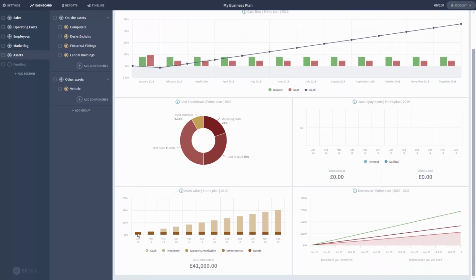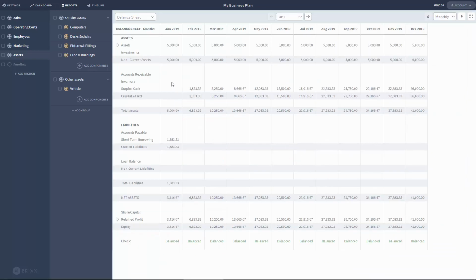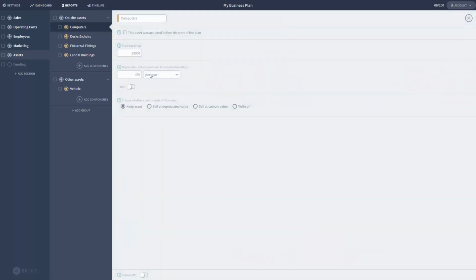But on this chart, assets appear on every single month, and that's because we're not looking at the cost side of it. We're not looking at the money going out of your account or anything like that. We're looking at the value added to your business. So because I haven't set any depreciation, you're seeing the same amount every period.